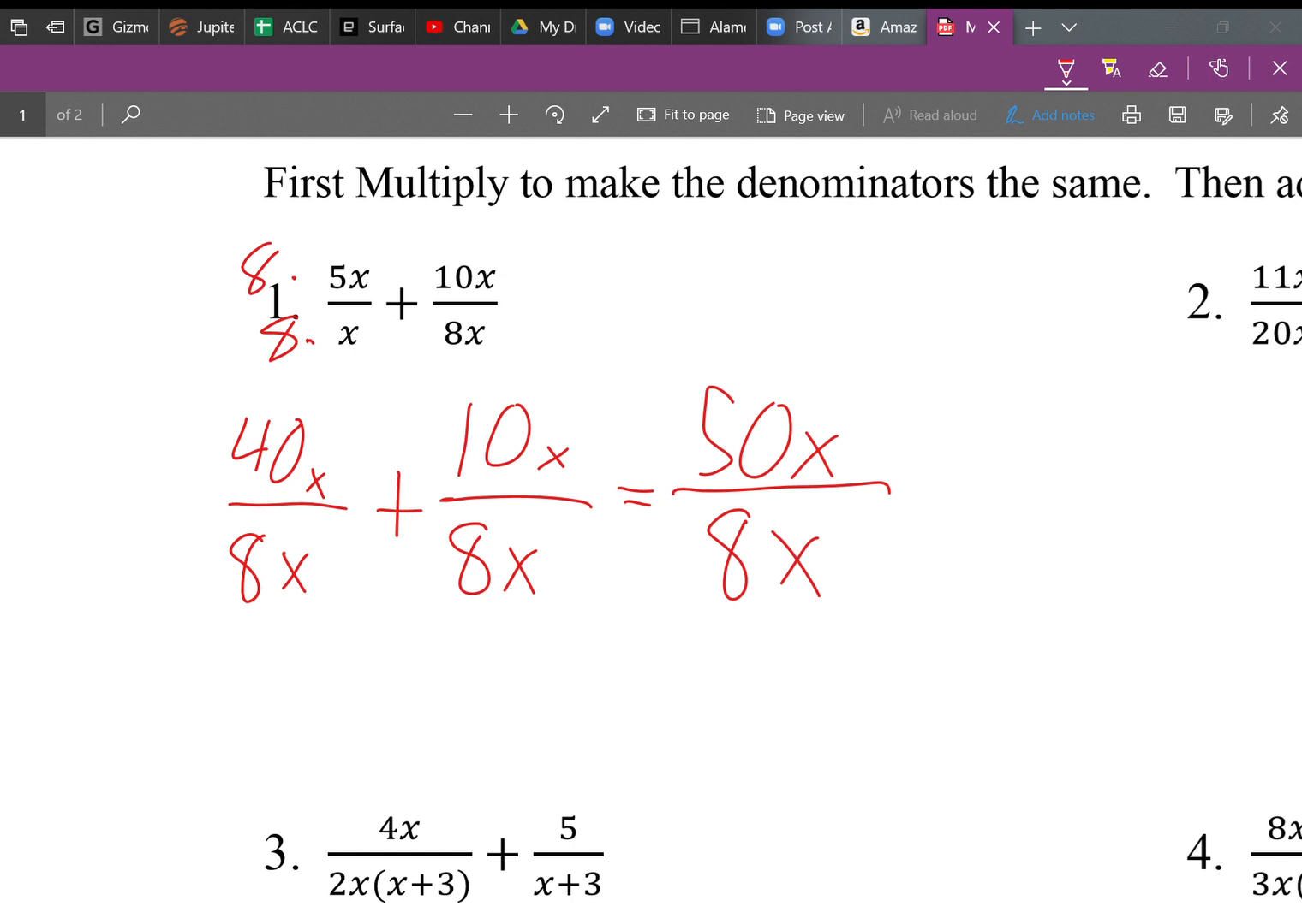I will point out, because it's probably obvious to some of you, I could actually cancel the x's out here. But again, I didn't ask you to do that. So I'm just going to stop here. If you would like to do that extra step, you're welcome to. I won't ding you for it, but again, I'm not asking you to do that today. All right, so that's a taste of how we deal with it when the denominators don't match.